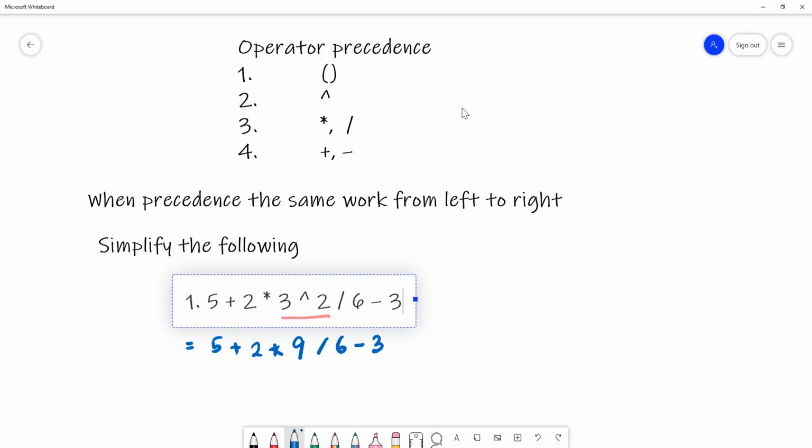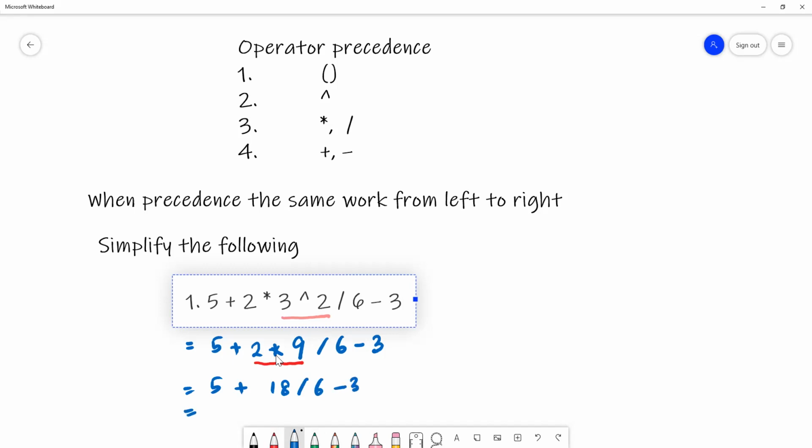Okay, now let's move on to the next calculation. Tivanka, can you tell me what I should do next? We have addition, multiplication, division, subtraction. Multiplication. Yes, we have multiplication and division, same precedence, but multiplication comes first when you go from left to right. So we do multiplication next. So we can say 5 plus, this is 18, division, minus 3.